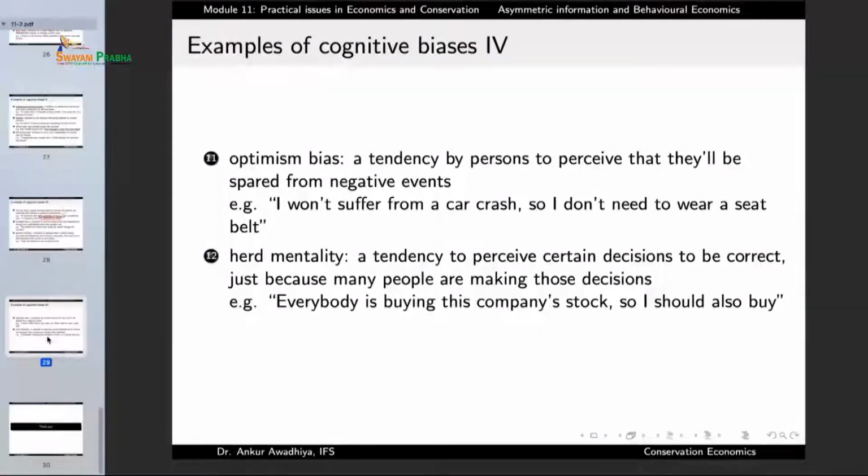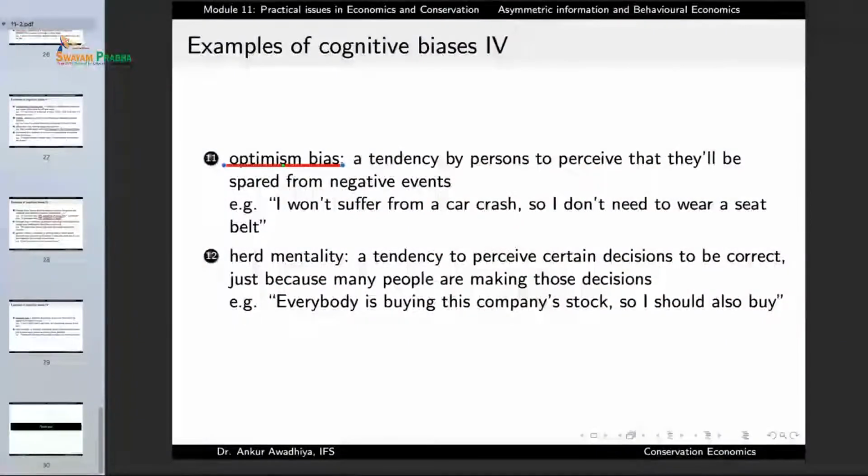Optimism bias, a tendency by persons to perceive that they'll be spared from the negative events. So people are very optimistic. I won't suffer from a car crash, so I don't need to wear a seatbelt. As if the person is something out of the world, that they would not suffer from a car crash. This is an optimism bias.